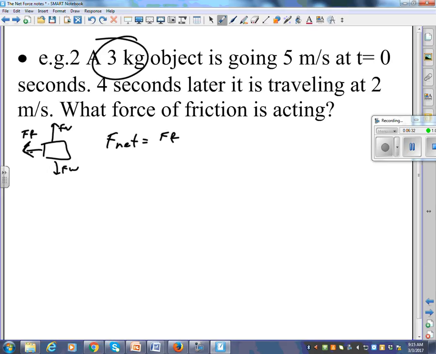3 kilogram object is going at 5, that's the initial velocity. 4 seconds later, that's our time. Final velocity is 2. So let's write Vf equals vi plus at. The final velocity is 2. The initial was 5. Solve for acceleration. Time is 4.